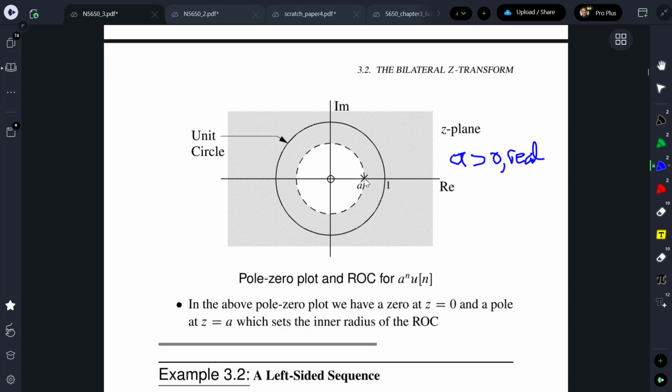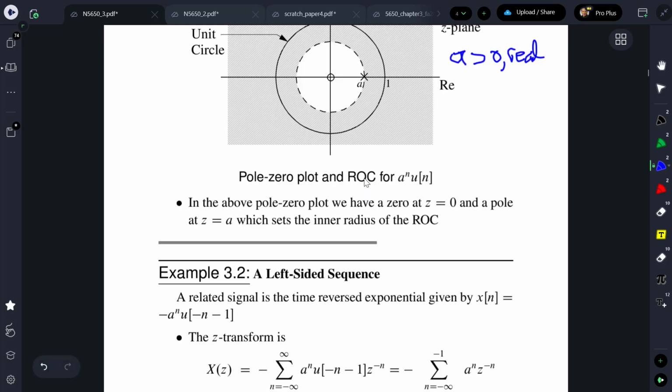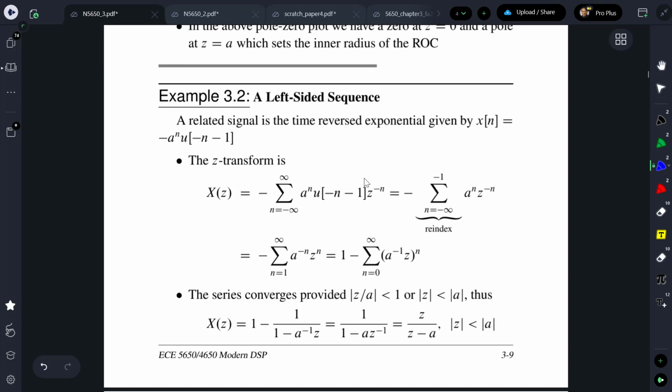The idea is the sequence is moving to the right, and it's going to be the exterior of a circle of radius a. If we have a collection of poles, it will be the largest pole radius that sets the region of convergence for right-sided sequences, a linear combination of them, let's say. We're going to take the break just as soon as I look at this one.